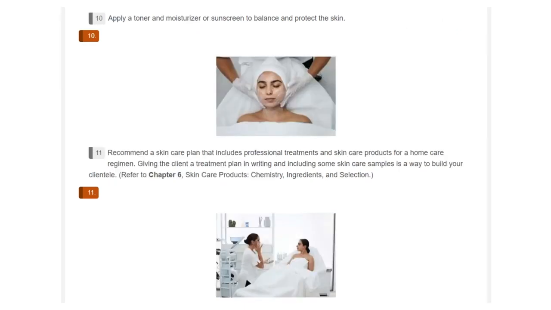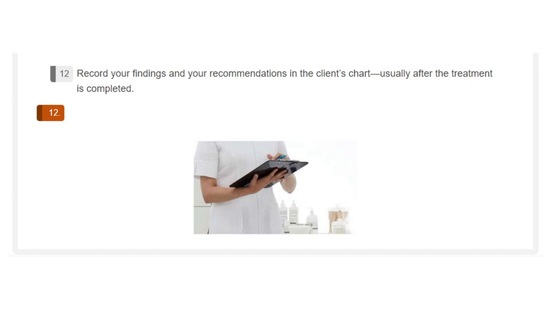10. Apply a toner and moisturizer or sunscreen to balance and protect the skin. 11. Recommend a skincare plan that includes professional treatments and skincare products for a home care regimen. Giving the client a treatment plan in writing and including some skincare samples is a way to build your clientele. Refer to Chapter 6, Skincare Products, Chemistry, Ingredients, and Selection. 12. Record your findings and your recommendations in the client's chart, usually after the treatment is completed.